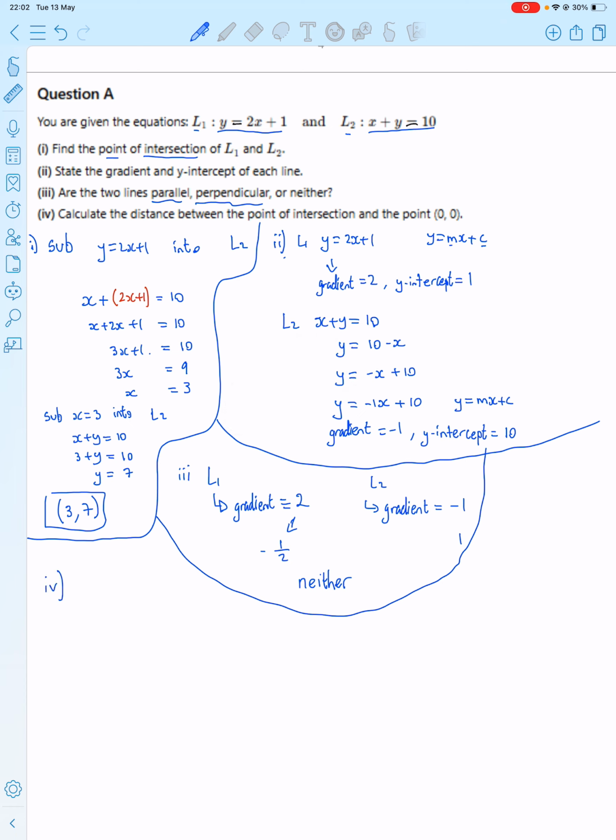Calculate the distance between the point of intersection and 0, 0. So the point of intersection is 3, 7. It's the answer we worked out in part 1. And 0, 0. So this is where we're working out the distance between 2 points.